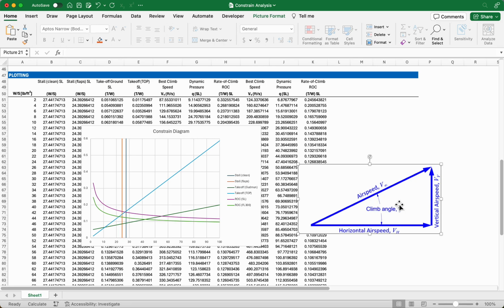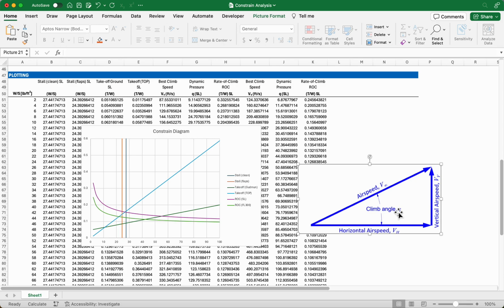Our climb angle symbol convention here is to use the symbol gamma. Our airspeed is in the direction the aircraft is actually flying. So that's V sub infinity, that's our true airspeed. We have a horizontal airspeed, so that's the component of our true airspeed that's in the horizontal direction, and our vertical airspeed. So our vertical airspeed VV, that's our rate of climb, ROC.